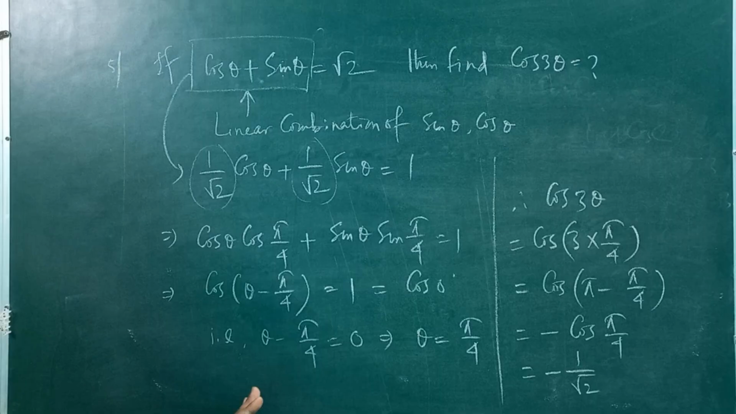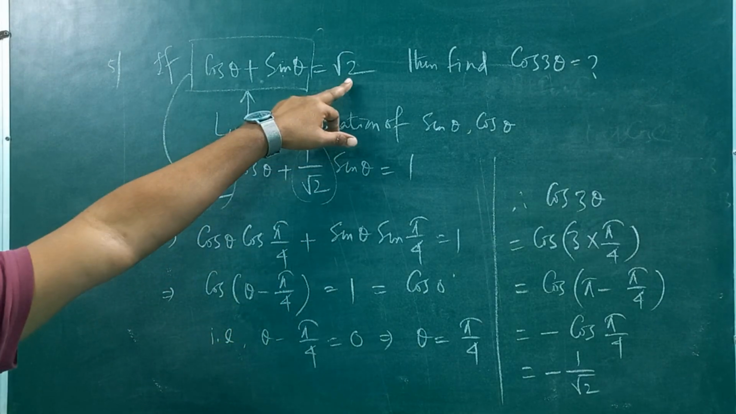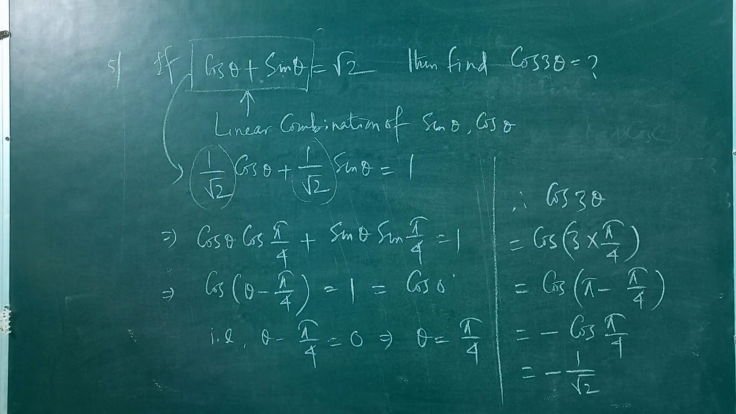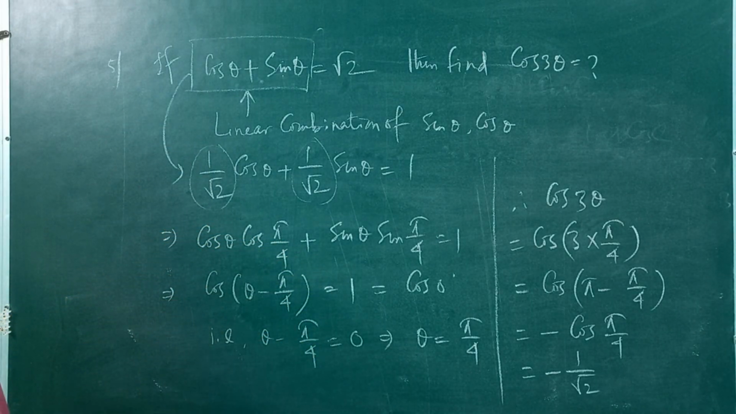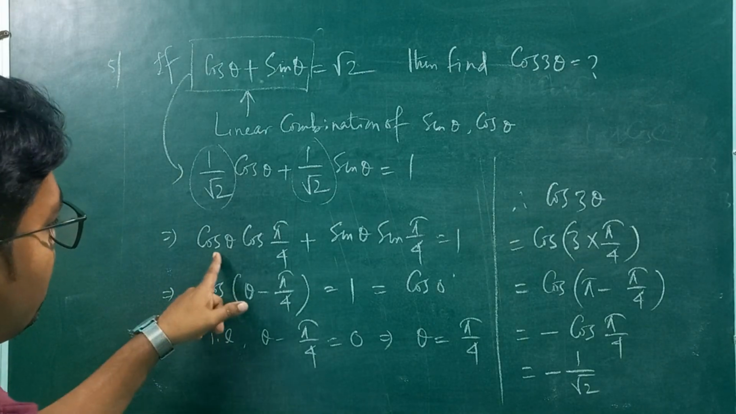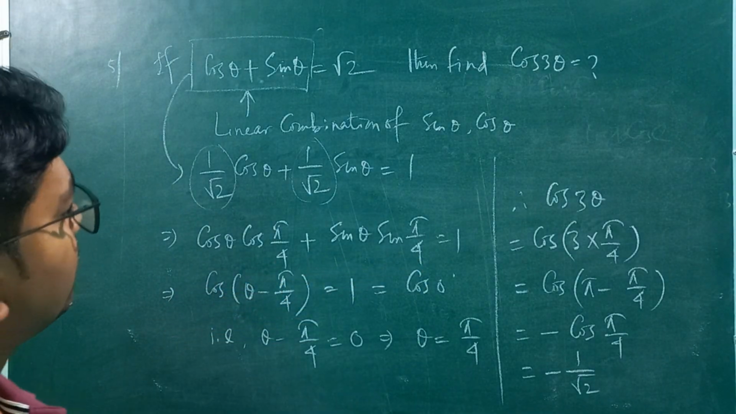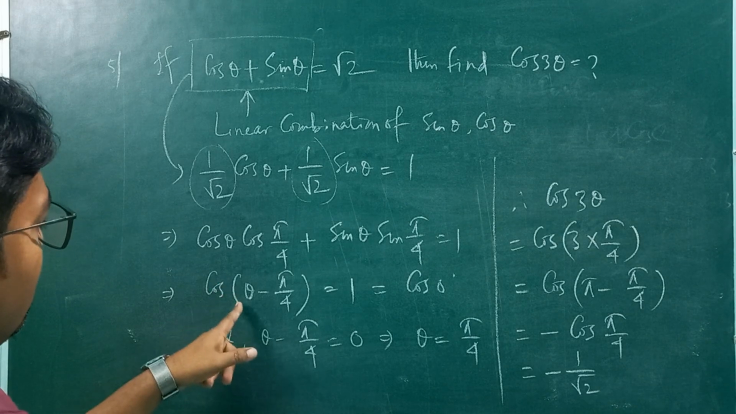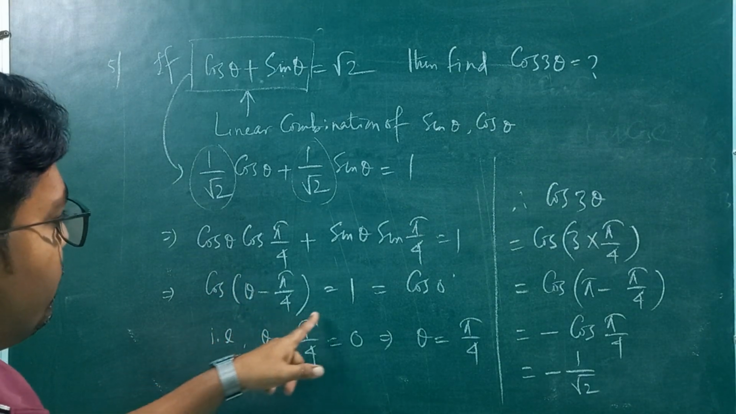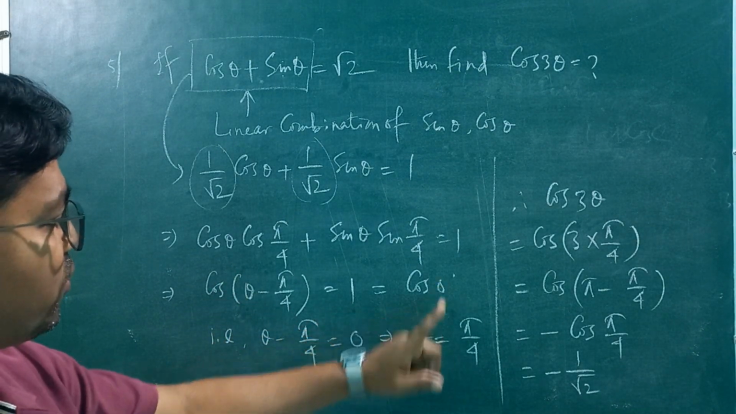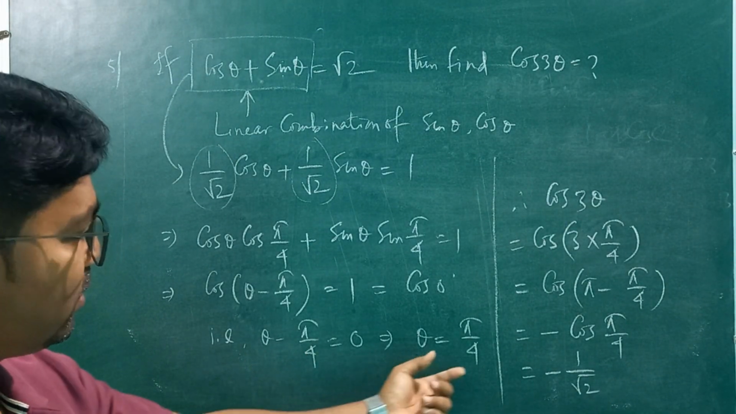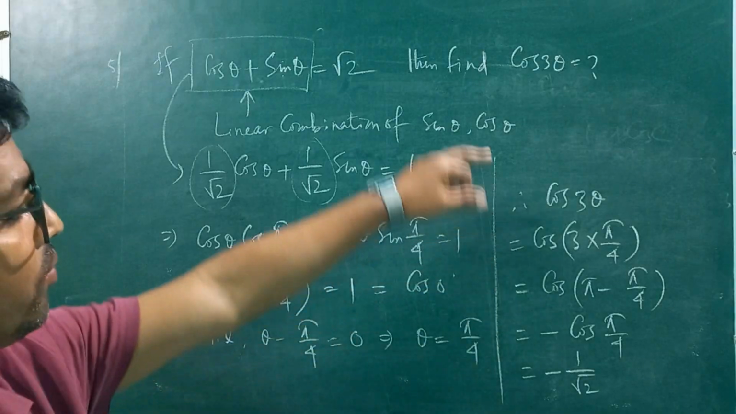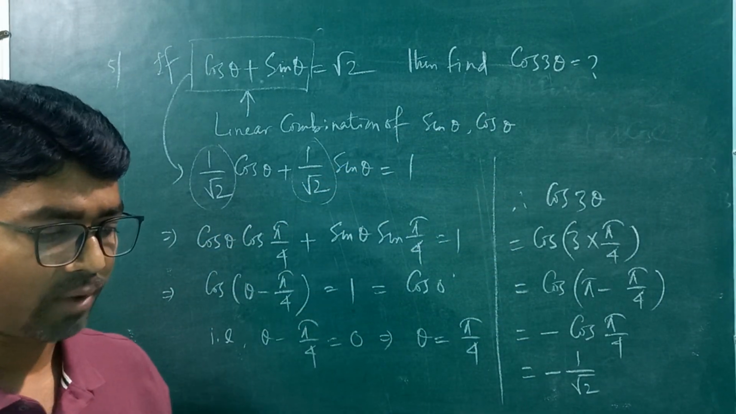Clear to everyone? Is there any confusion? We shift this root 2 to the left hand side, convert the structure into the formula of cos A cos B plus sin A sin B. Then this one is cos(A minus B), that is, cos(theta minus pi by 4) equal to 1. 1 means cos 0 degree. So you have theta minus pi by 4 equal to 0, theta equal to pi by 4. And then you can calculate the value. This one is minus 1 by root 2.